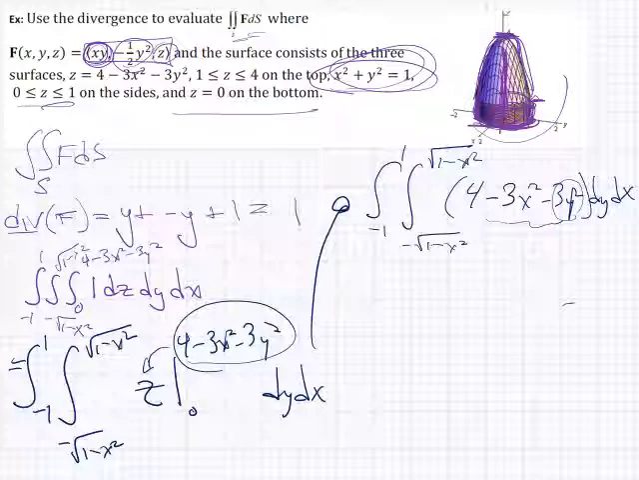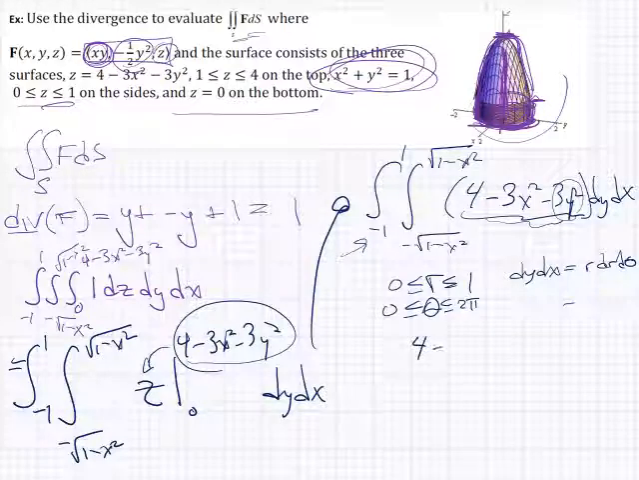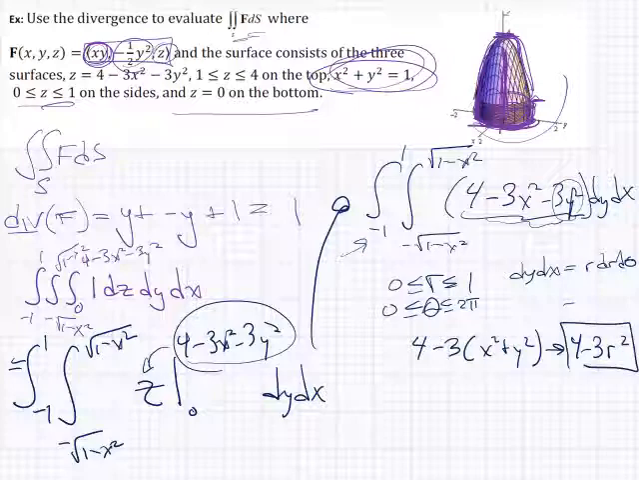So if instead I switch to polar coordinates now, remember, this is the unit circle. So in polar coordinates, r would be 0 to 1, and theta would be 0 to 2 pi. The dy dx would be r dr d theta. And then it's just a matter of this function. Well, think about that. If I factor out the negative 3, I got x squared plus y squared, in which case I can convert that into 4 minus 3r squared. And so now there's my function, there's my differential, this is my limits of integration.